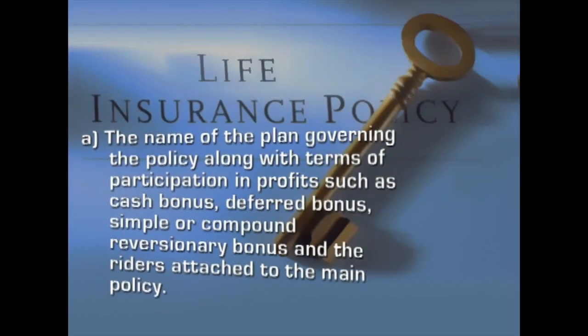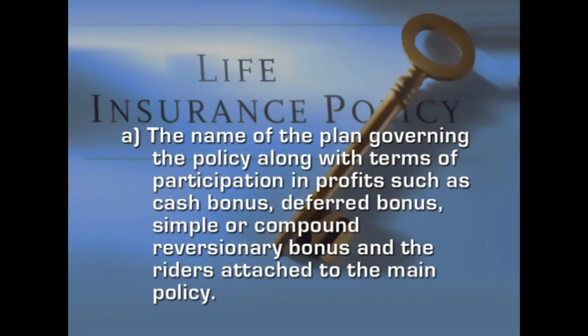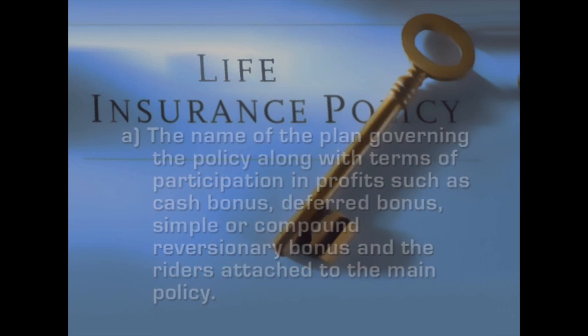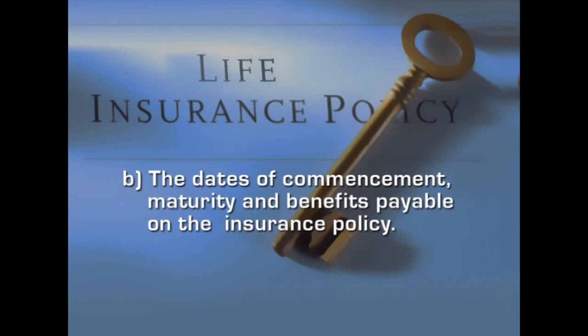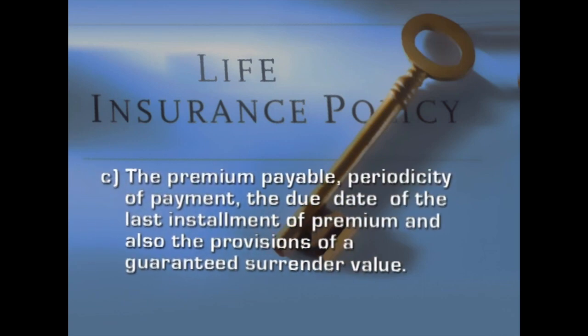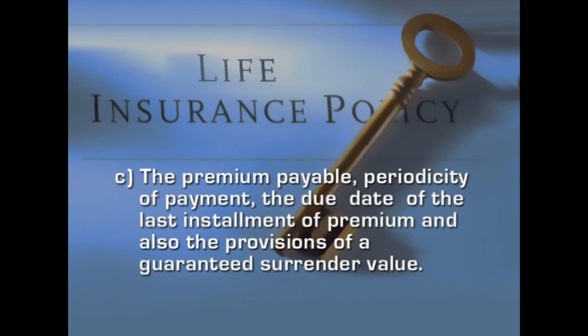The life insurance policies generally contain the following important information: the name of the plan governing the policy, along with the terms of participation in profits such as cash bonus, deferred bonus, simple or compound reversionary bonus, and riders attached to the main policy. The dates of commencement, maturity, and benefits payable on the insurance policy. The premium payable, periodicity of payment, the due date of the last installment of premium, and also the provisions of guaranteed surrender value.